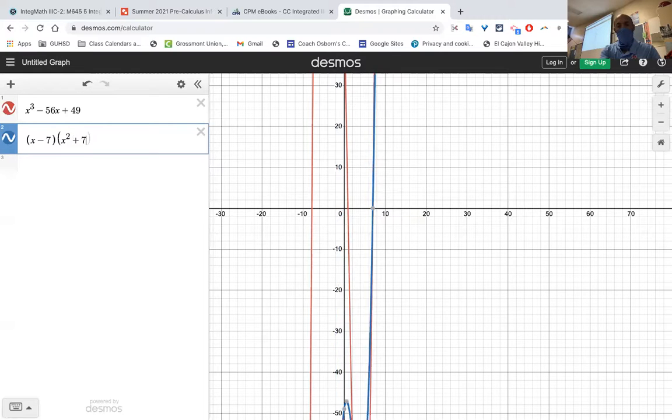Let's see, plus 7x minus 7. You'll see that they match up. They are the same graph. Okay, it's just written in factored form. All right, so what you're doing is, let's say we're starting with that, right?